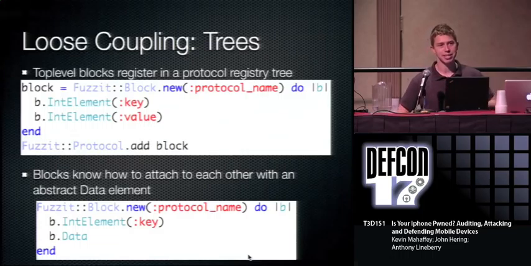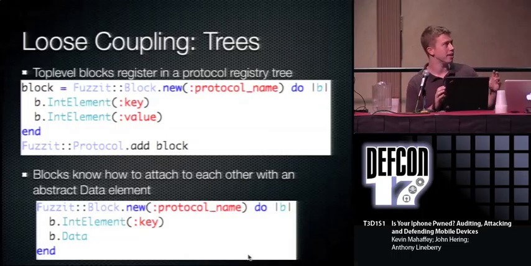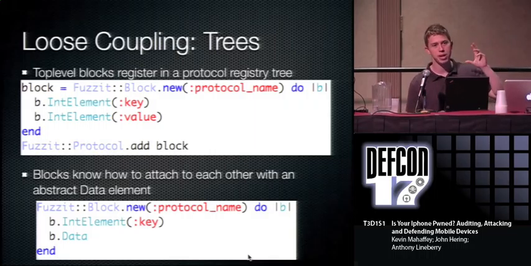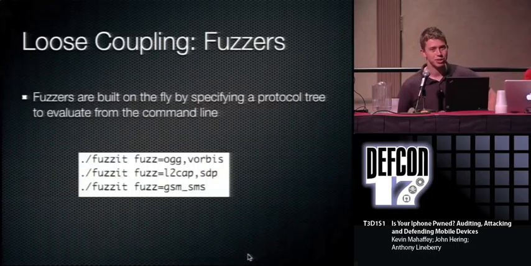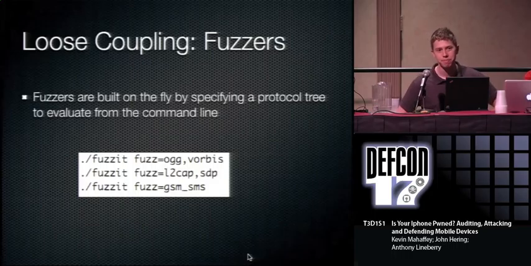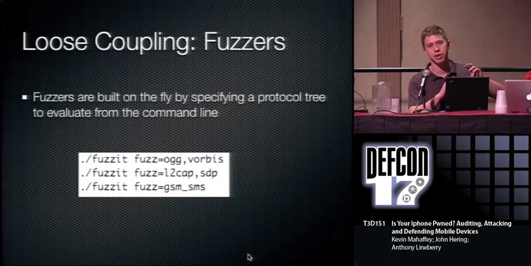The other thing that's nice is that we want to make it very, very easy to mix and match protocols. Once you define a given protocol, you add it to this registry, and you can reference it later. Protocols use something called an abstract data element that allows them to attach together. So you may describe TCP/IP, but you want to fuzz HTTP on top of that. The TCP protocol will have a data element, and you just attach HTTP to that. And what this buys us is you can do things like this. Straight from the command line, you can combine protocols together, and on the fly, a test case will be generated in this whole fuzzing suite.